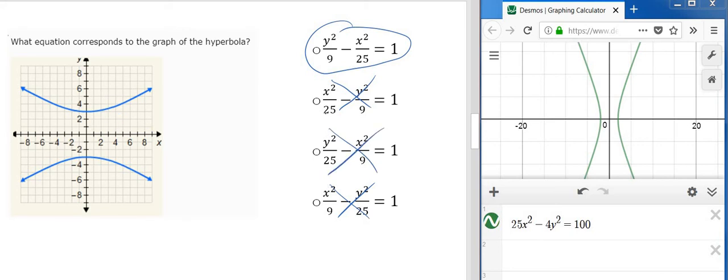Worst case, of course, you could type these equations into Desmos and check to see which one matches. But again, it should be pretty straightforward to identify the key characteristics from what they give you. All right, I hope that helps get you started on this lesson. Hey, that's the last lesson in our conics unit. Not too bad, I hope.